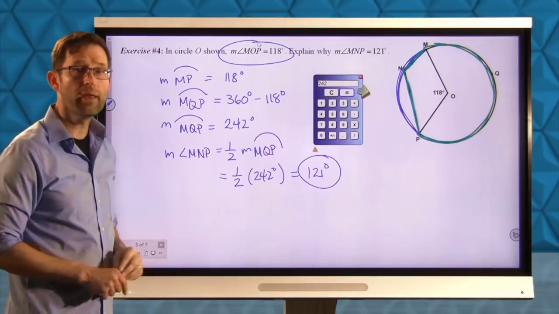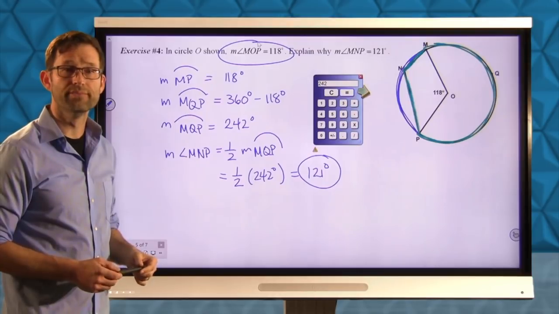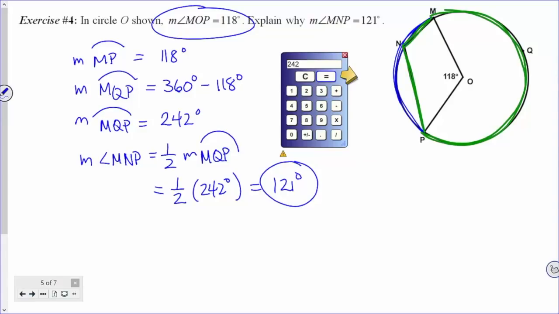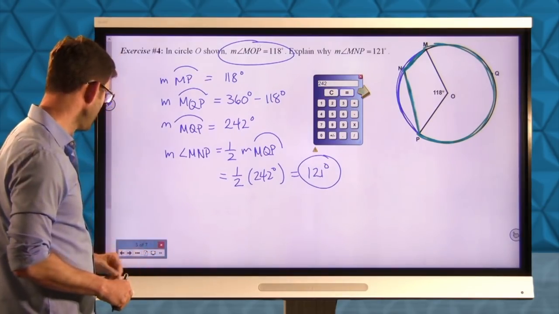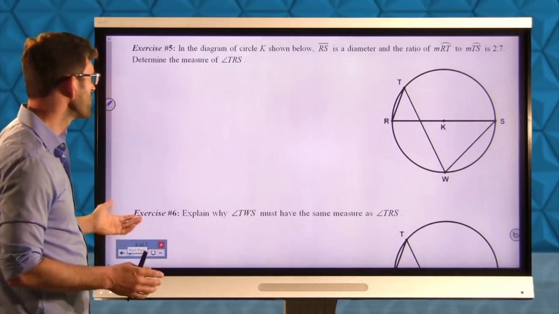All right, let me step out of the way. Go ahead and write down anything you need to. All right, let's do it. One more problem, or a couple more problems, whatever.